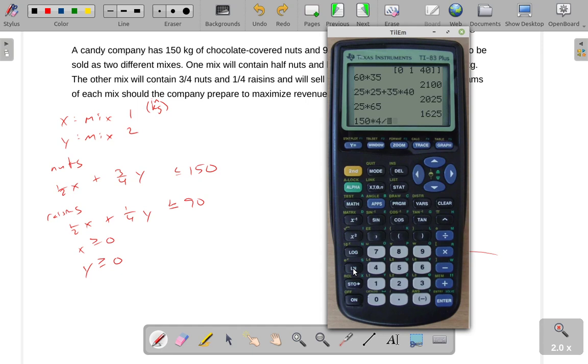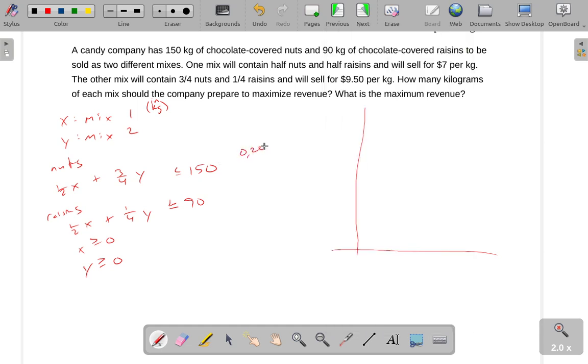We get 150 times 4 divided by 3. I'm just multiplying by 4/3 here. That's the same thing as dividing by 3/4. So when I do that, I get y equals 200. So that's the point (0, 200). And if y is 0, that part goes away. I get 1/2 x equals 150. Multiply both sides by 2, I get x equals 300. So that's the point (300, 0).